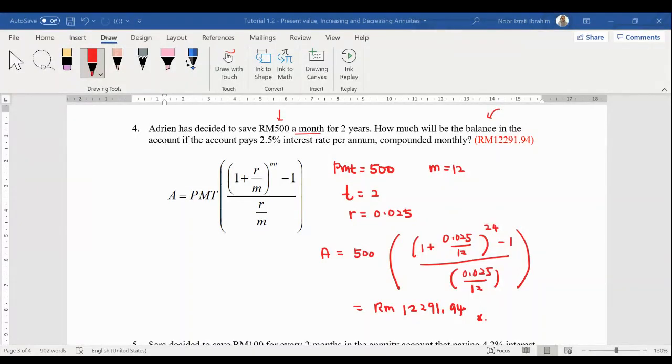M equals 1 if compounded annually. Compounded monthly means in 1 year there are 12 months, so M equals 12. The R given is always per annum, 2.5% per annum, but the interest is compounded every month. That's why you have to convert the yearly rate to a monthly rate.